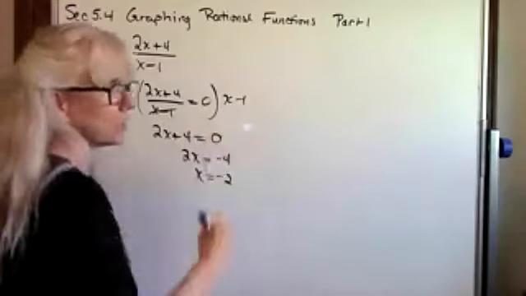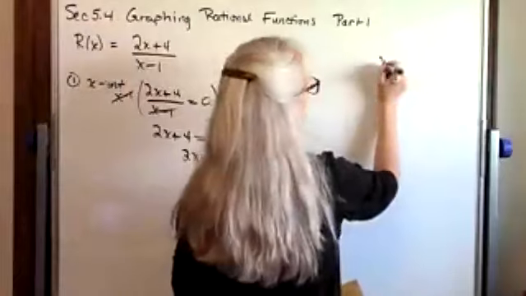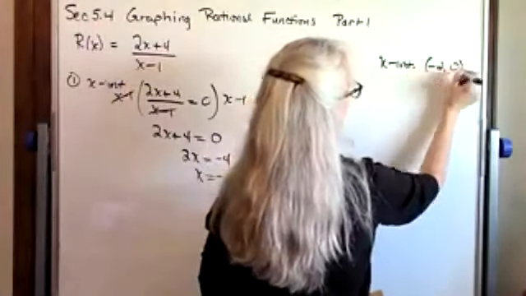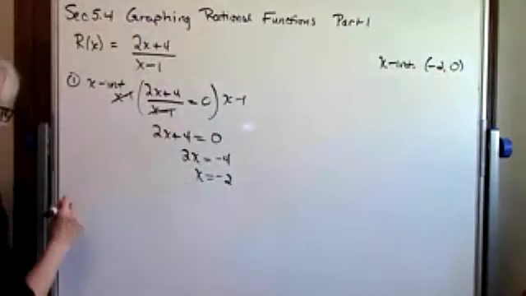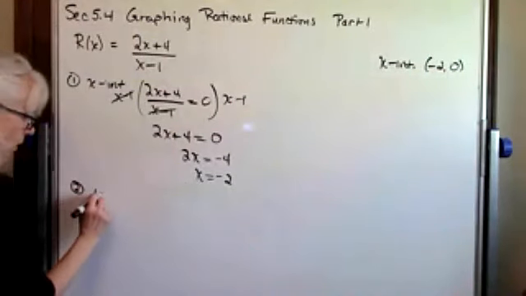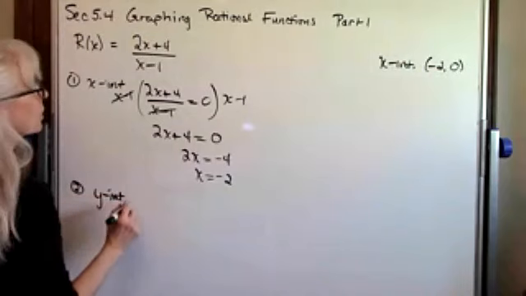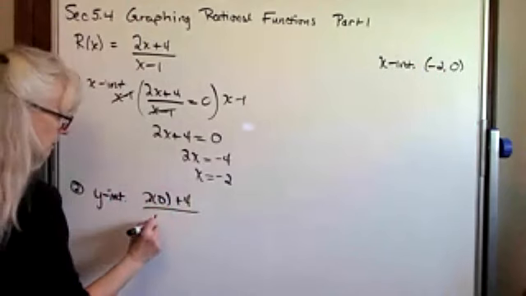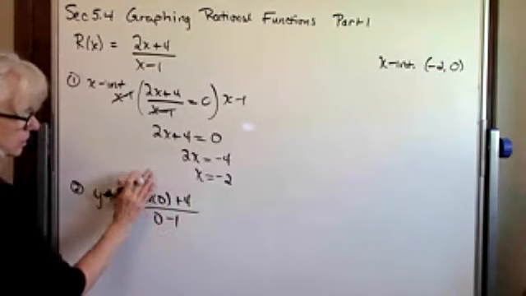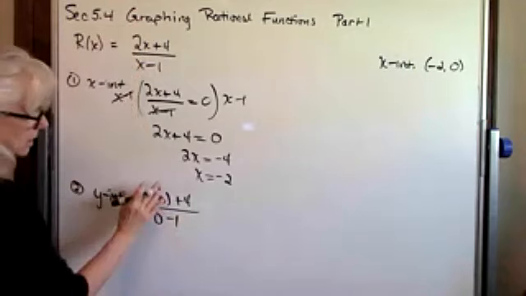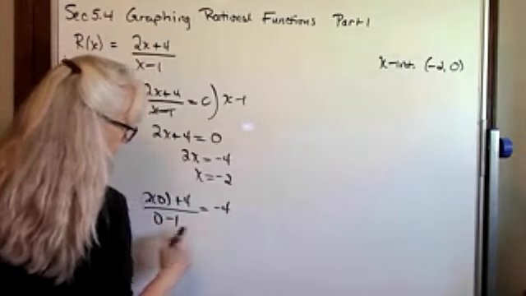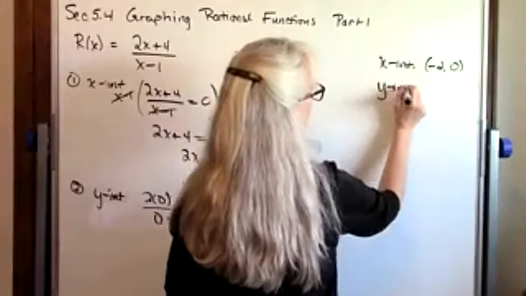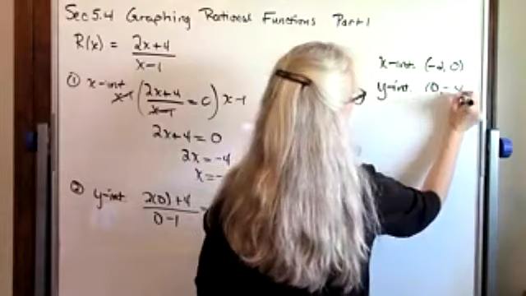I'm going to keep a running list of the information over on this side. So we now know that our x-intercept is at (-2, 0). Next up is the y-intercept. So step 2, let's find the y-intercept. We're going to replace all those x's with zeros. This is almost something you can do visually without having to write it out. If all the x's are zeros, the first term in the numerator and the first term in the denominator become 0, and we end up with 4 over -1, which is -4. So our y-intercept is (0, -4).